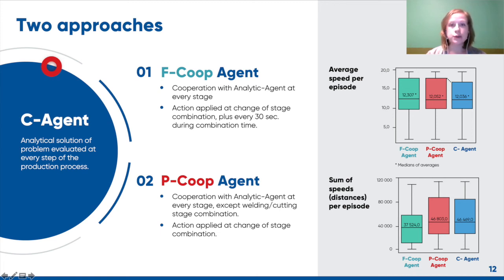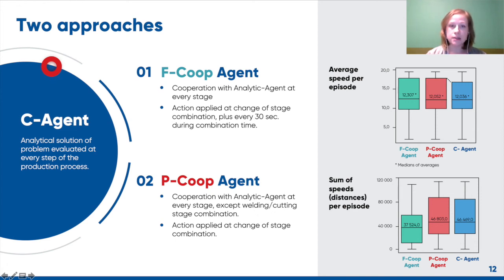We considered two different approaches. The first approach, in our case, is the F-corp agent, which stands for fully cooperative agent. This approach supposes that an RL agent and a base C agent act simultaneously at every stage combination change, and also every 30 seconds while this stage combination keeps going. The cooperation exists at every stage combination.